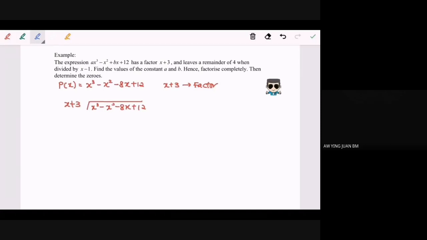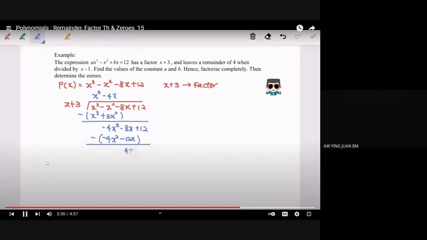So as we all know, x plus 3 is a factor. So now I'm going to use long division to find the other factors. First I'm going to eliminate the x cubed by multiplying with x squared. So I will have the product as negative 4x squared minus 8x plus 12. Next I'm going to multiply with negative 4x. So I will have negative 4x squared minus 12x. So the next part I'm going to have 4x plus 12.